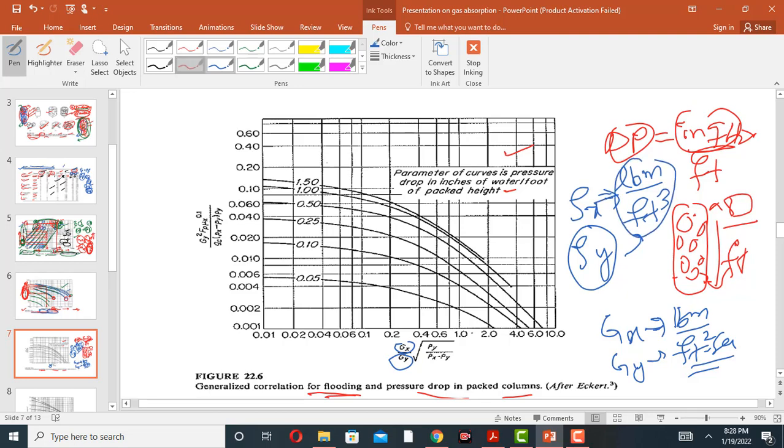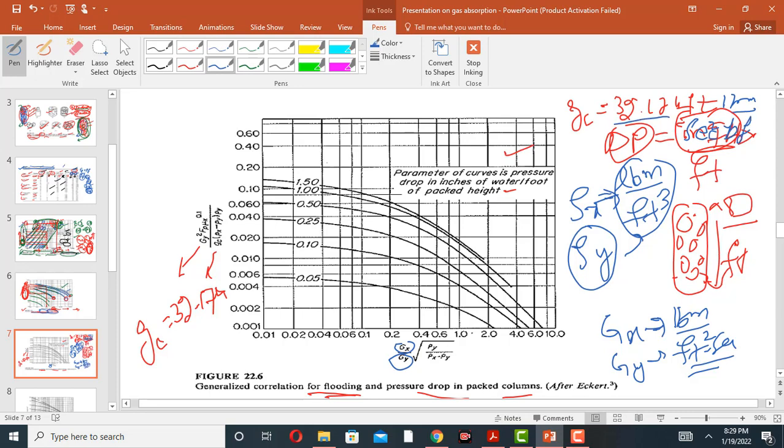Similarly, this is Gc. The value of Gc is 32.174 feet per second square, lbm divided by lbf. So 32.174 feet per second square into lbm divided by lbf is equal to Gc.